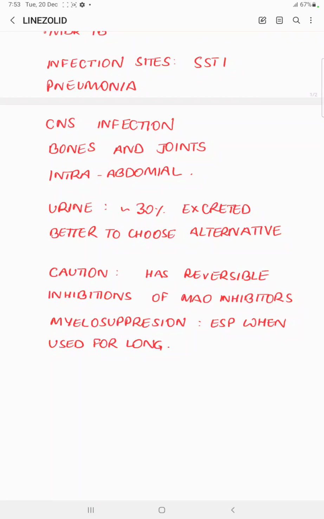And it can cause myelosuppression, especially when used for longer duration. So keep a check on the blood counts when you are giving linezolid, especially for a longer period of time.